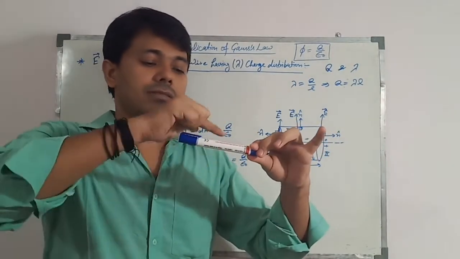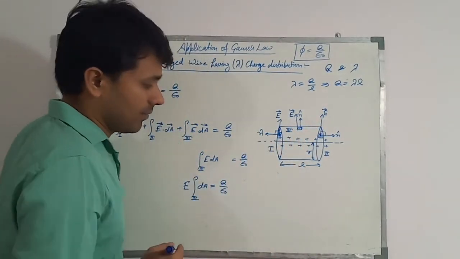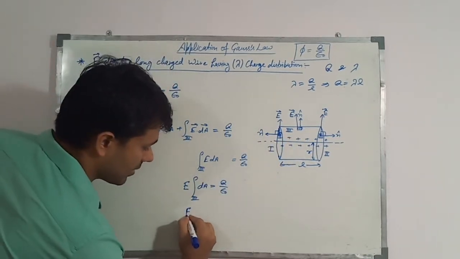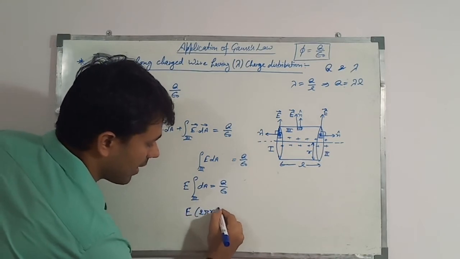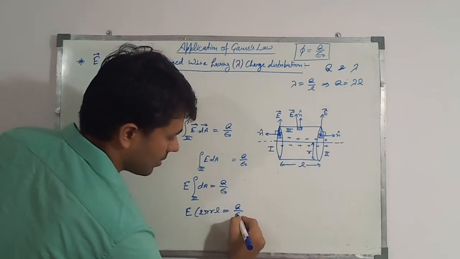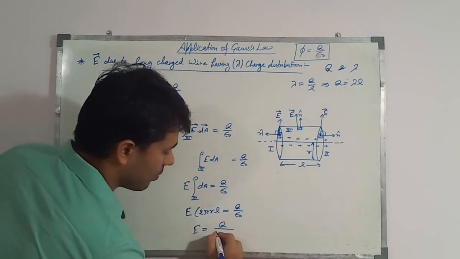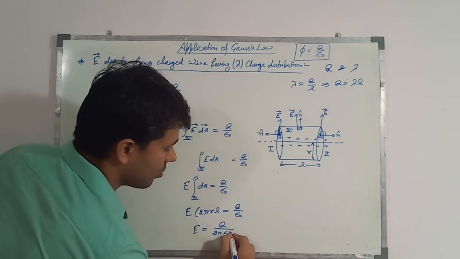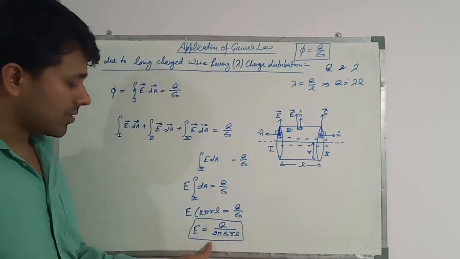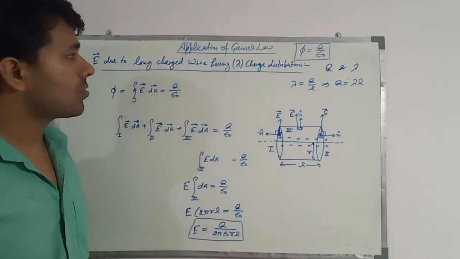The third surface is what? That curved surface. So what is the area of the curved surface of a cylinder? Curved surface area of a cylinder is 2 pi RL, where R is the radius and L is the length, right? Then E is equal to Q upon 2 pi epsilon naught RL. This is the electric field due to this line charge according to Gauss law.